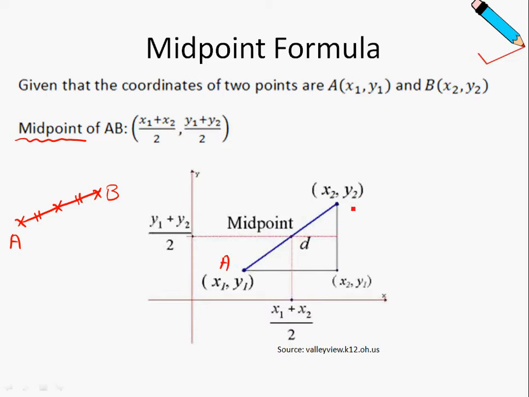So this point would be point A and this point would be point B. The midpoint formula is given as x1 plus x2 over 2. So x1 is the x coordinate of A and x2 is the x coordinate of B, and then we take this sum divided by 2. That will be the x coordinate of the midpoint. Let's call the midpoint point C. So the x coordinate of C will just be x1 plus x2 over 2. Let me just highlight it over here.